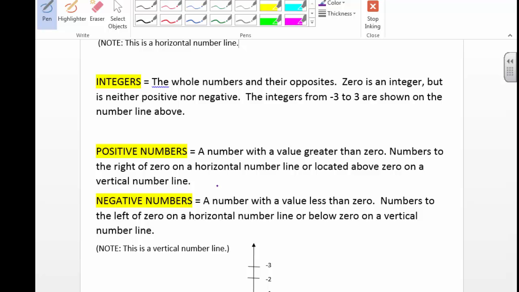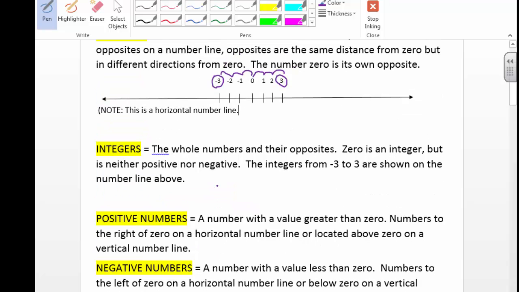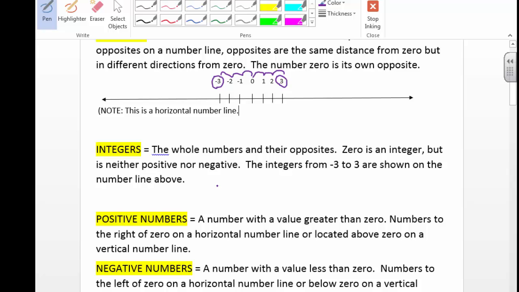Okay, now the integers from -3 to 3 are shown on the number line above. So those are examples of integers. All of these are integers.